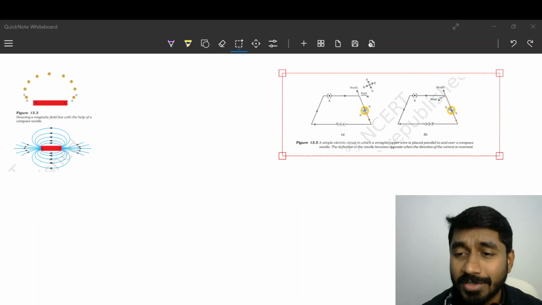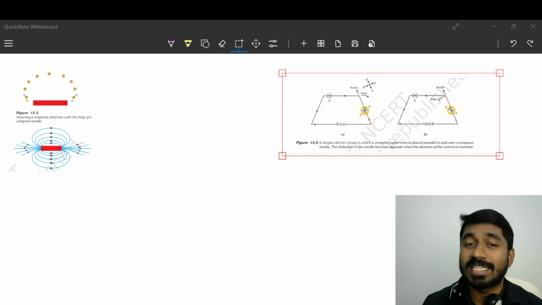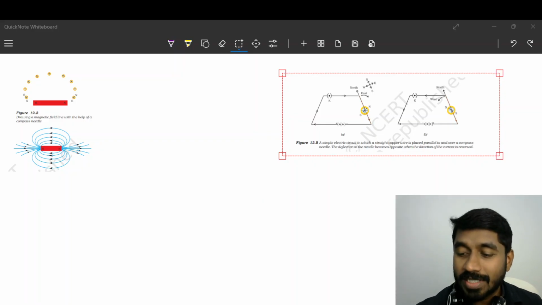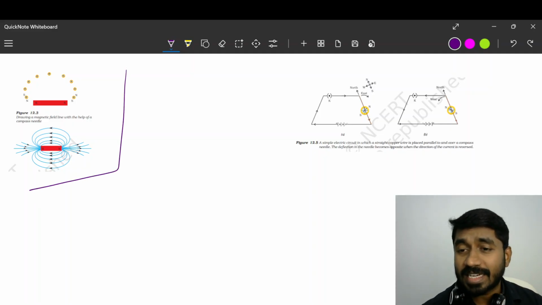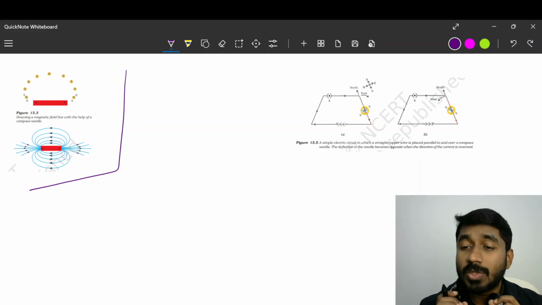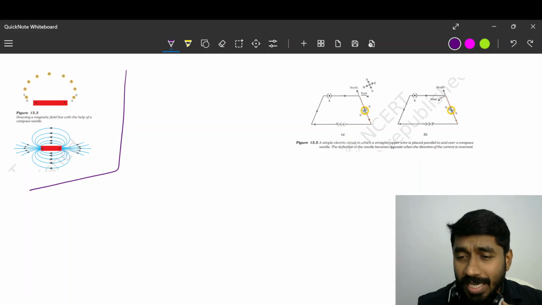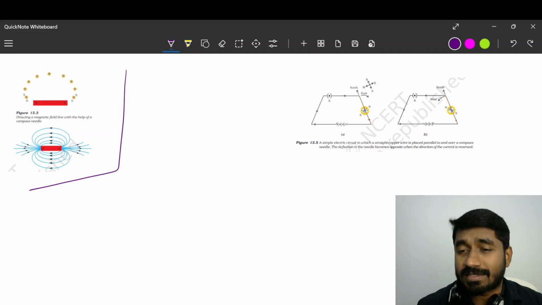In this class, we are going to discuss the chapter of grade 10 physics, magnetic effect of electric current. The chapter starts with the concept that we have studied in electricity. Current means the flow of electric charge through a conductor. In this chapter, we are going to see the effect of an electric current.